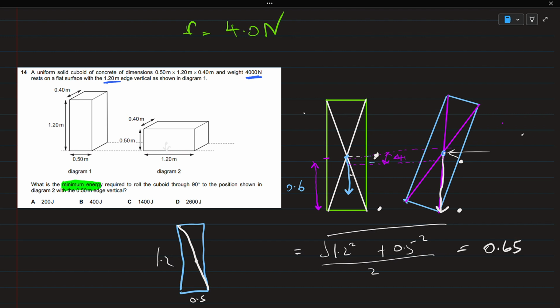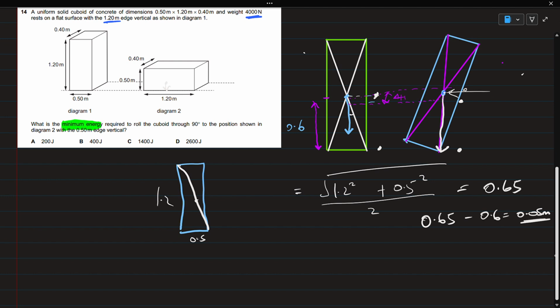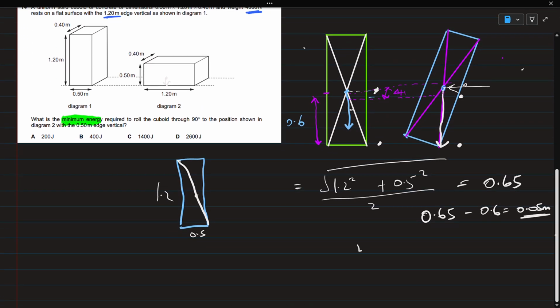And so basically this is 0.65, and then this is 0.6. Sorry, this is higher than this guy. 0.65 and 0.6, so you minus the two of them, 0.65 minus 0.6, that will be 0.05 meters. That's basically the difference in potential energy. And then you just do mg, or weight, as they've given us, 4,000 times 0.05, and that gives you 200 joules that you need to solve this sort of question.